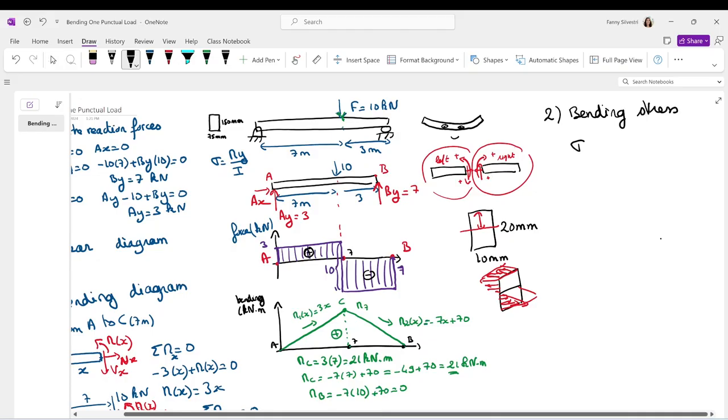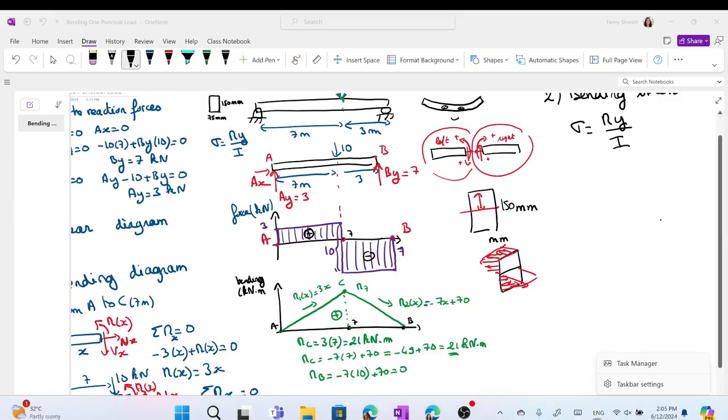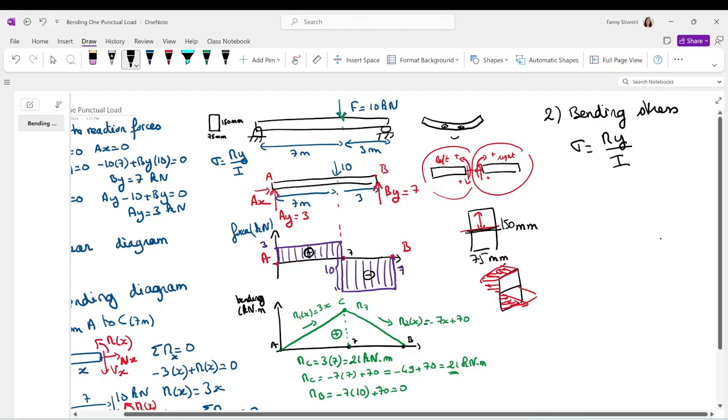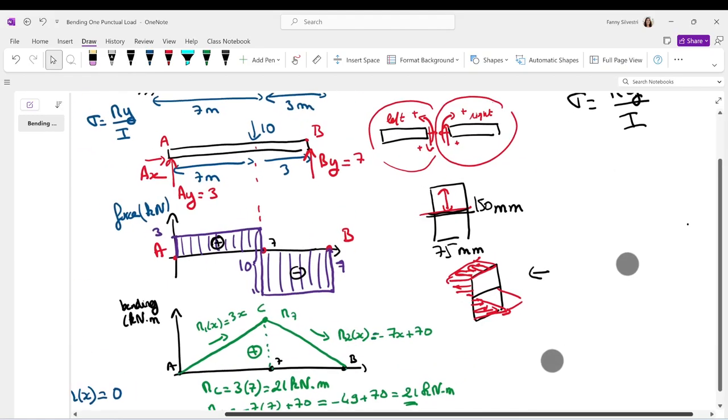So the formula is sigma equals M times y divided by the moment of inertia. Okay, what is y? So let me change this one and this one too. What is y? 150, 75. y is the distance from the neutral axis, where's the centroid, and the farthest away you are from the centroid, because the stress will be distributed like this.